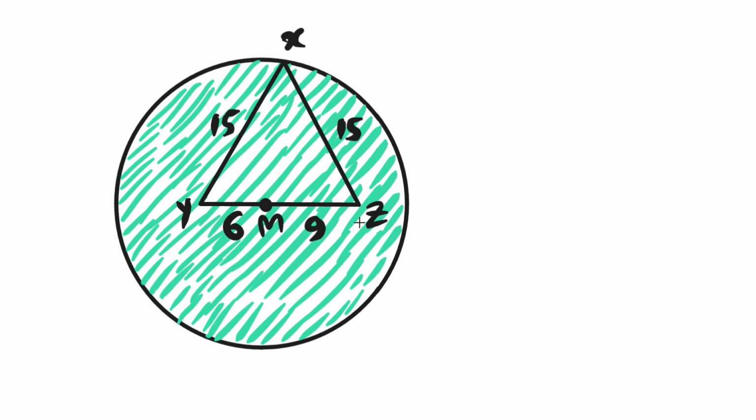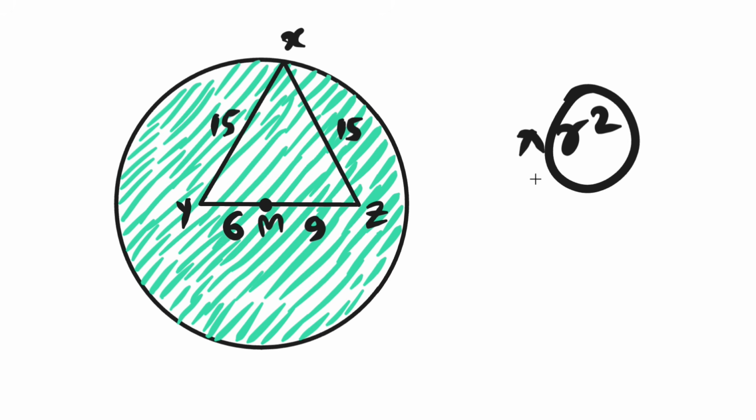Now, before calculating anything, let's ask ourselves, what information does the area formula actually require? The area of a circle is pi multiplied by the radius squared. So, instead of spending time finding the radius itself, our smarter target is the square of the radius.